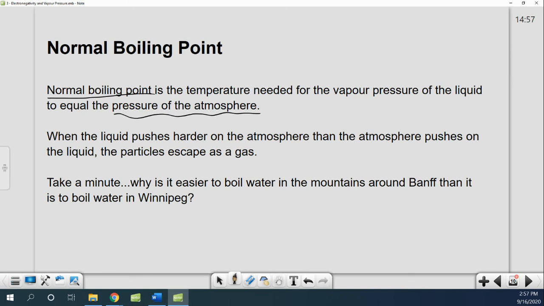When the liquid that you are trying to boil pushes harder on the atmosphere, then the atmosphere pushes back. So here's my liquid. When it pushes harder than the atmosphere pushes back, then the particles start to escape as a gas. And it doesn't have to be particles at the top. Particles inside start to turn into gas. And that's why you see bubbles.